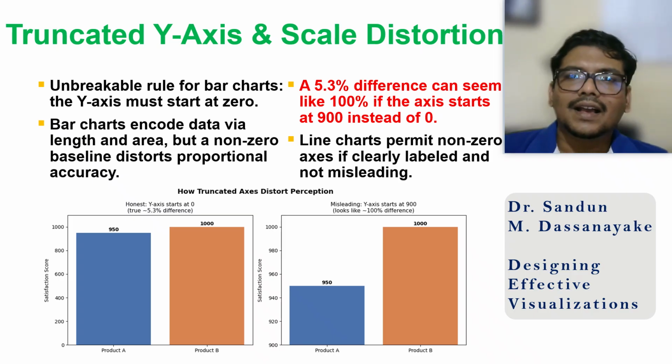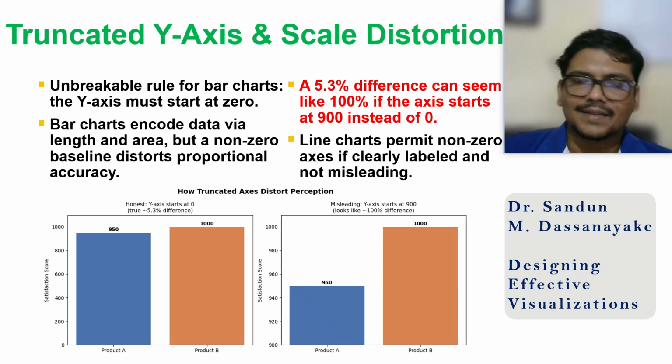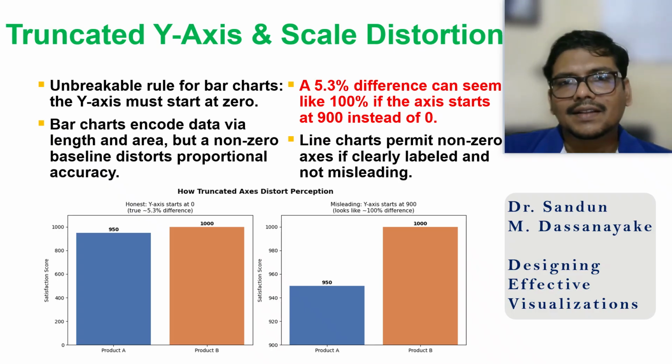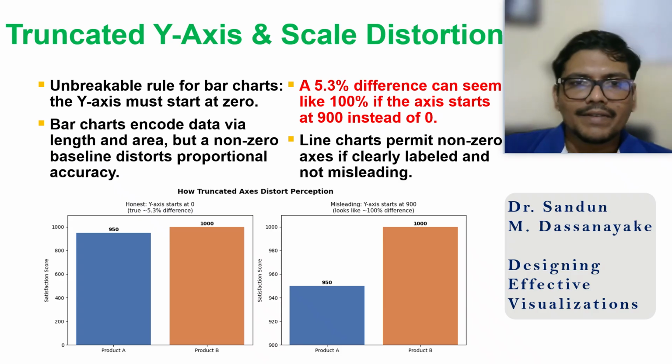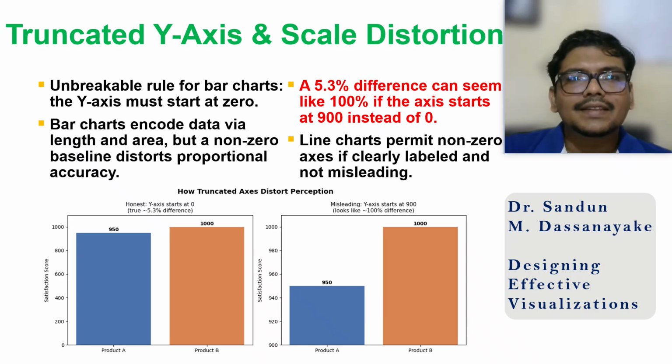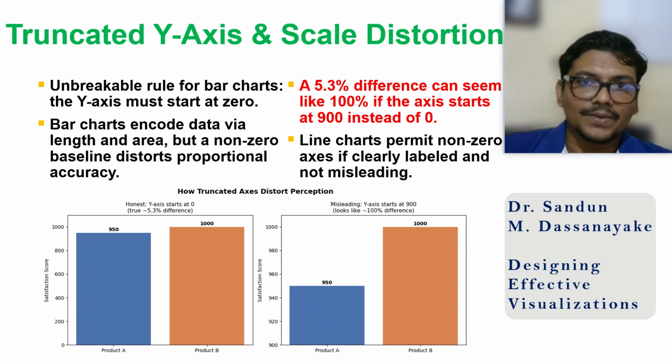Line charts are a bit more versatile. They show data through position and slope rather than bar length. However, it is important that the axis truncation is clearly labeled and not designed to deceive the audience.